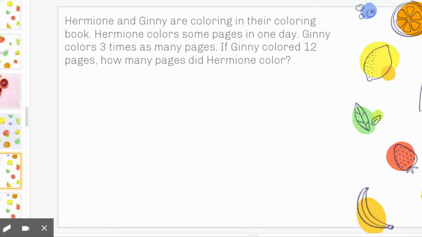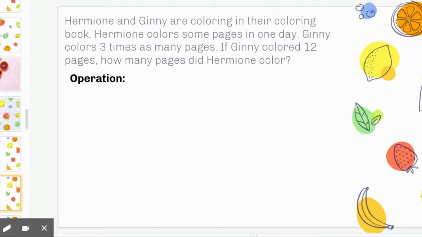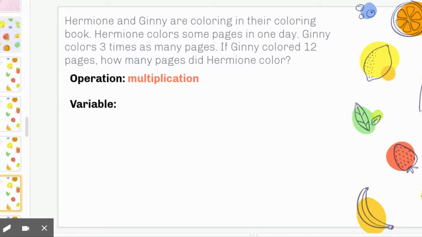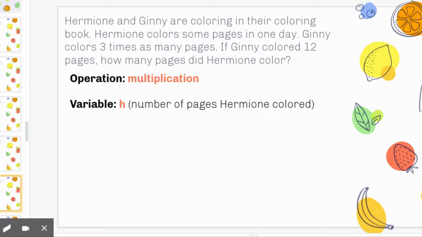So you see the 3 times as many, and automatically you probably know that we're going to do multiplication. Now, it's important to pay attention, though, to which numbers we're going to multiply and which number is going to be our answer, because we might automatically want to do 3 times 12, and in this case, that won't be correct. So let's find out why. Our variable is going to be whatever value we don't know. And the value we don't know is the number of pages Hermione colored. So we're going to use H to represent that unknown amount.